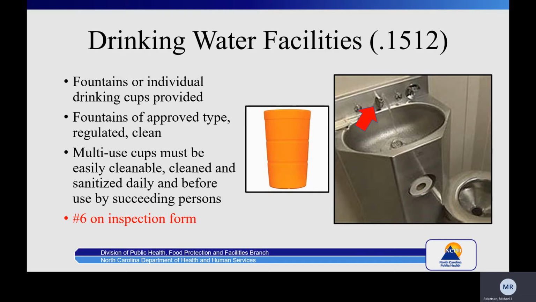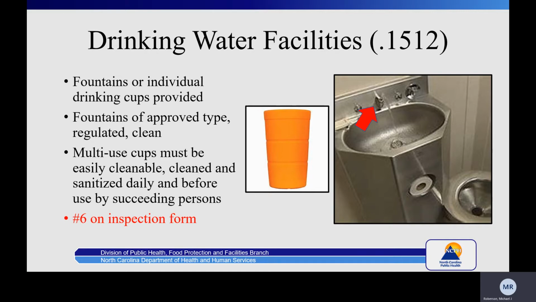So if they do provide the fountains in the cells, they need to be an approved type, regulated, and cleanable, and kept clean. So if you look at the picture, it looks to be in pretty good shape, looks clean, looks like it's working. The stream of water is clearing the faucet and is also clearing the rim of the sink so that the inmate can effectively get water.